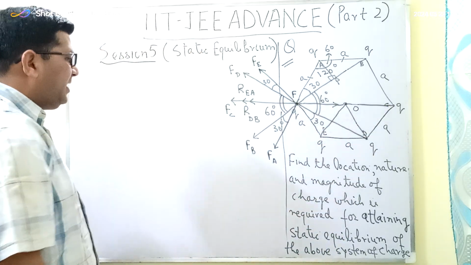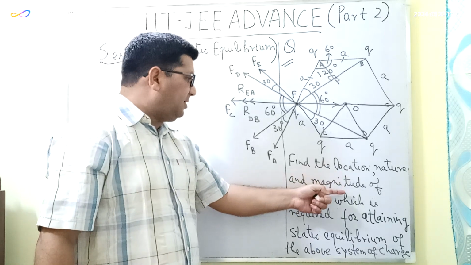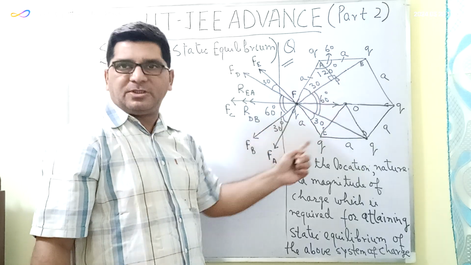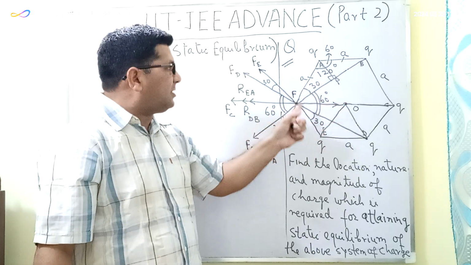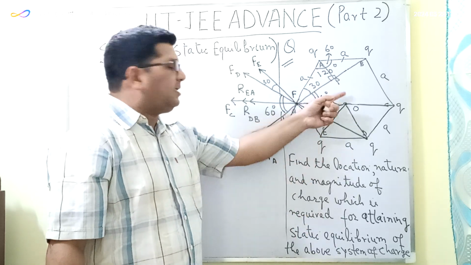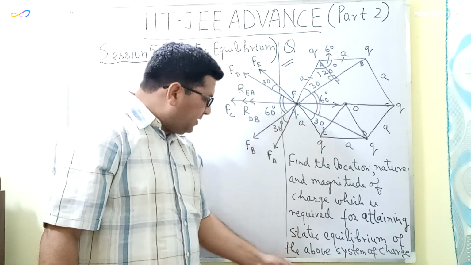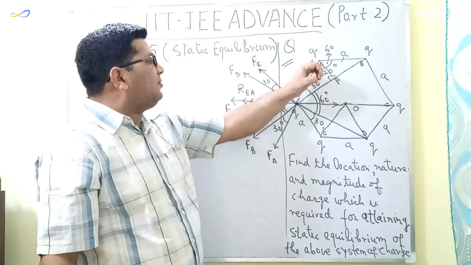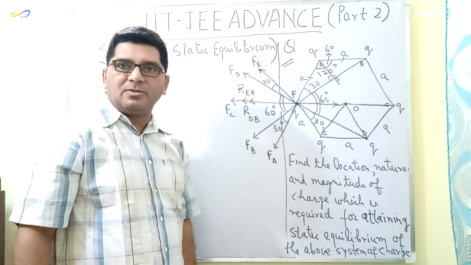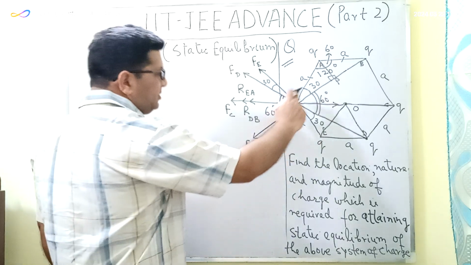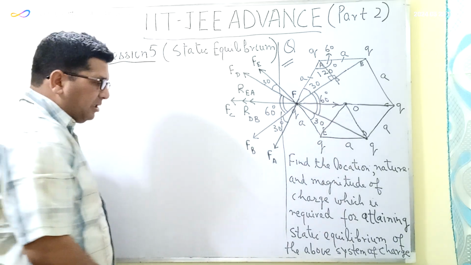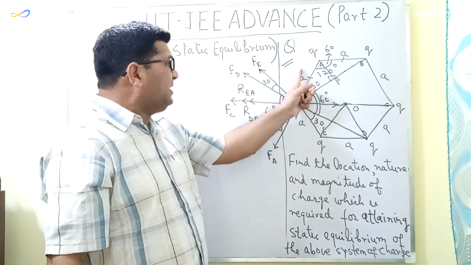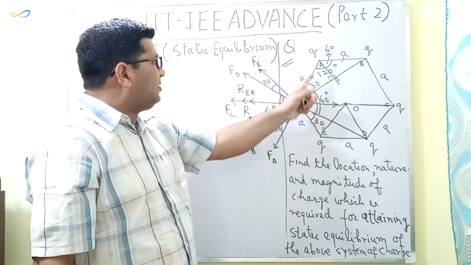And so we have to find the magnitude, location and the nature of the charge which is required in the vicinity of this regular sided hexagon in order to attain static equilibrium of the above system of charge. The word static equilibrium means that the net electrostatic force acting on each charge should be equal to 0. Only then this system of charge will be in a state of static equilibrium. So now each side of this hexagon is equal to A.